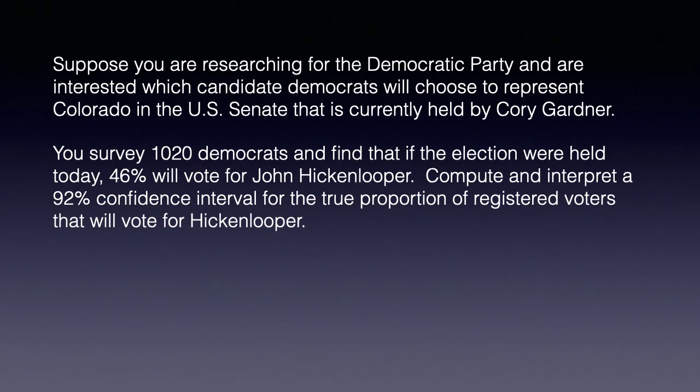All right, suppose you are researching for the Democratic Party and are interested in which candidate Democrats will choose to represent Colorado in the U.S. Senate that is currently held by Cory Gardner. You survey 1,020 Democrats and find that if the election was held today, 46% will vote for John Hickenlooper. So now we'd like to compute and interpret a 92% confidence interval for the true proportion of registered voters that will vote for John Hickenlooper.